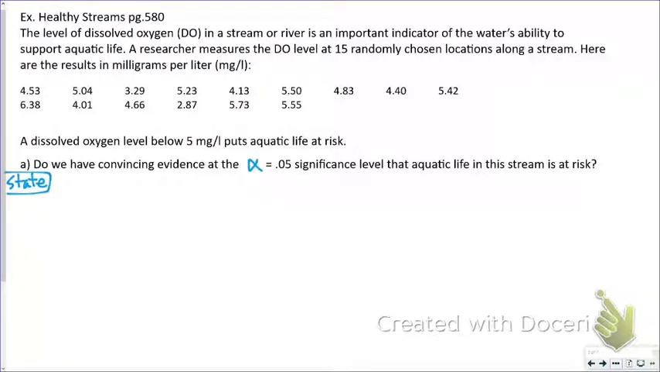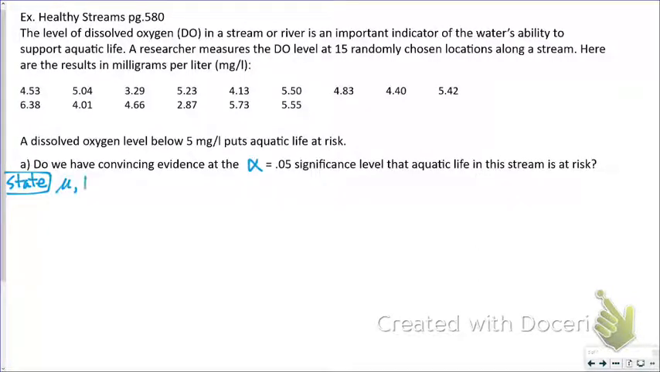Now we are testing to see if dissolved oxygen levels are too low. So we'll have a double conclusion, because I'm going to say something about oxygen levels being lower than 5 or not, and then I'm going to conclude about aquatic life being at risk. So be careful in how you conclude here.